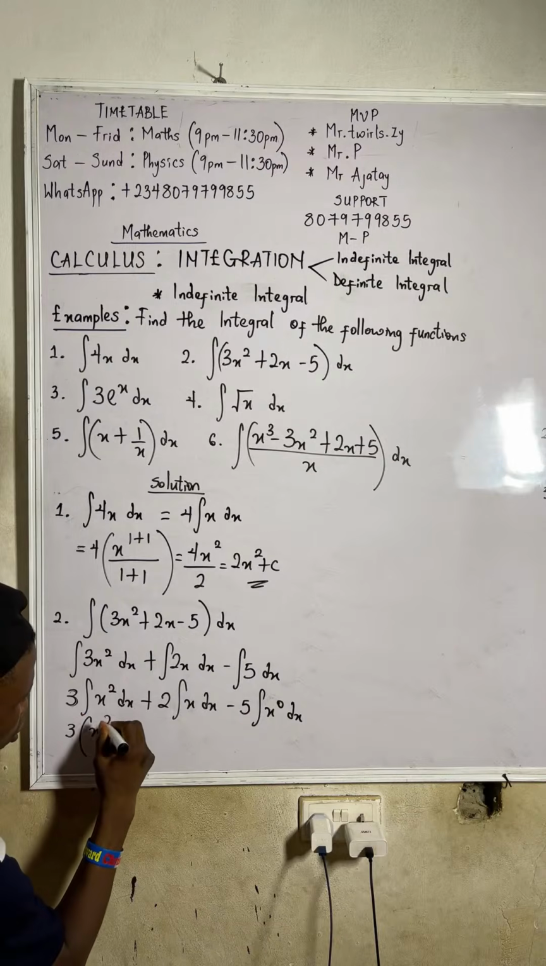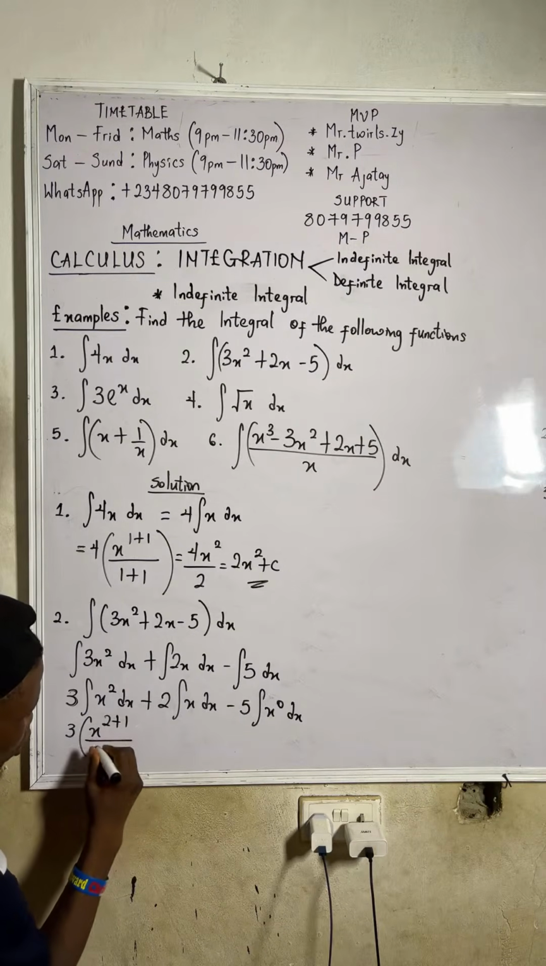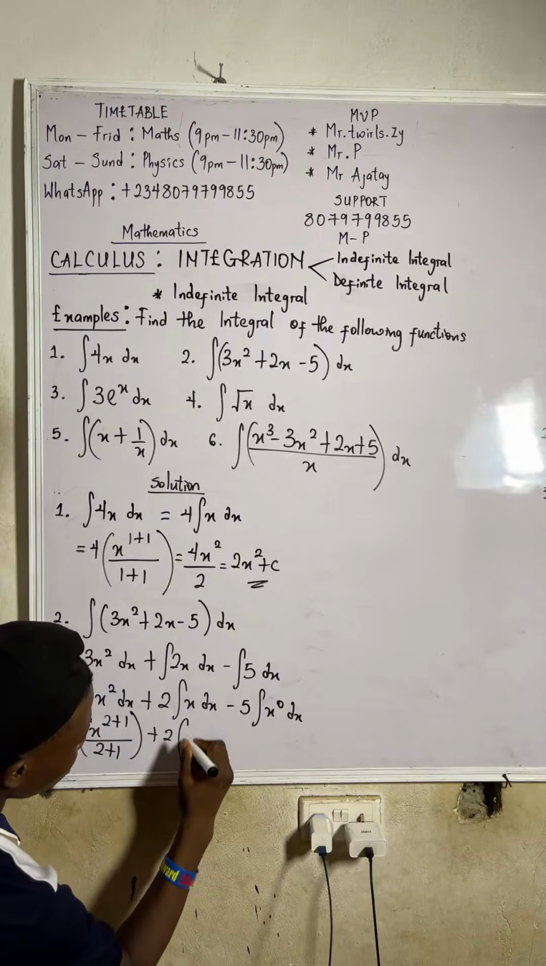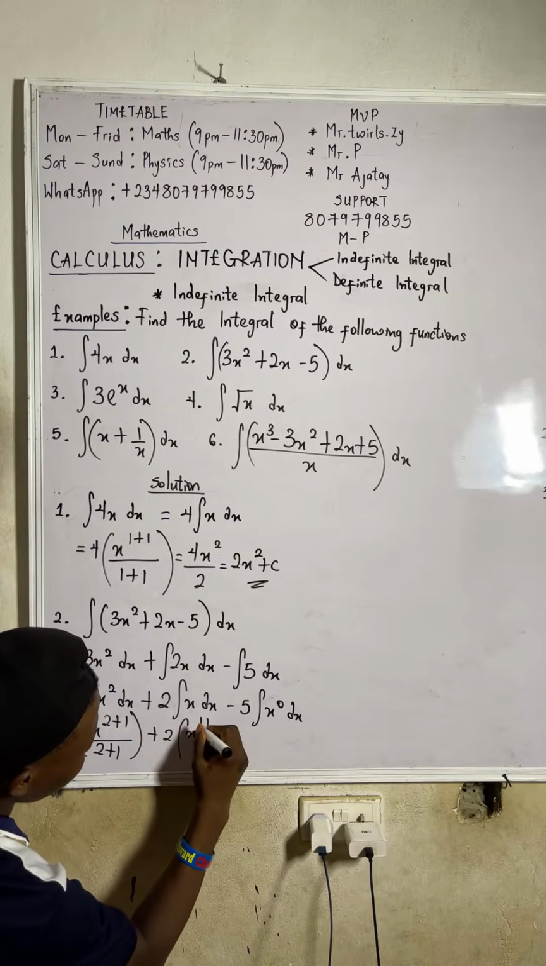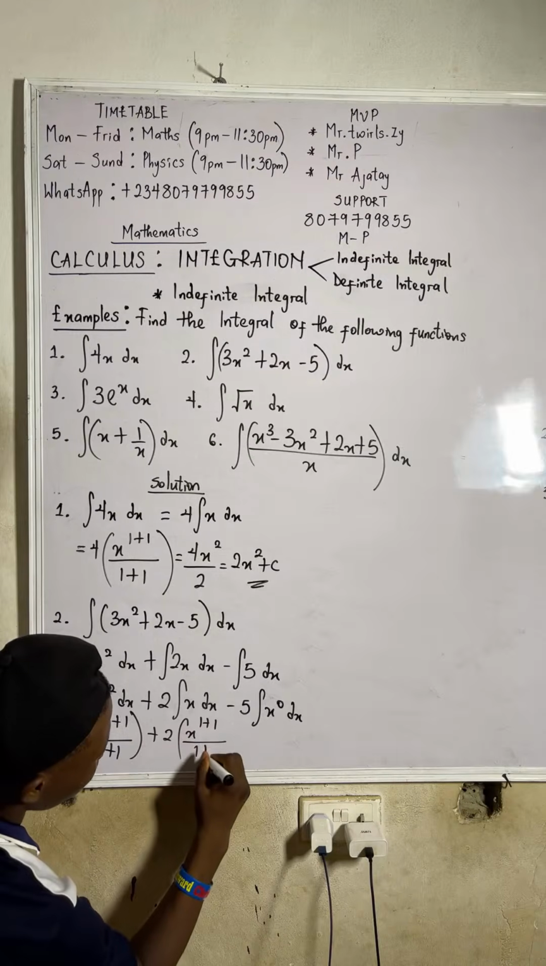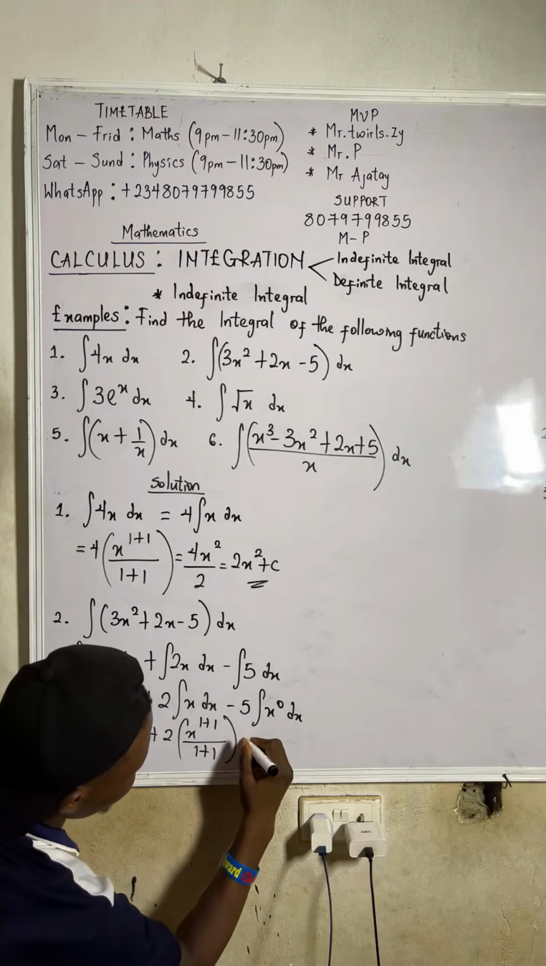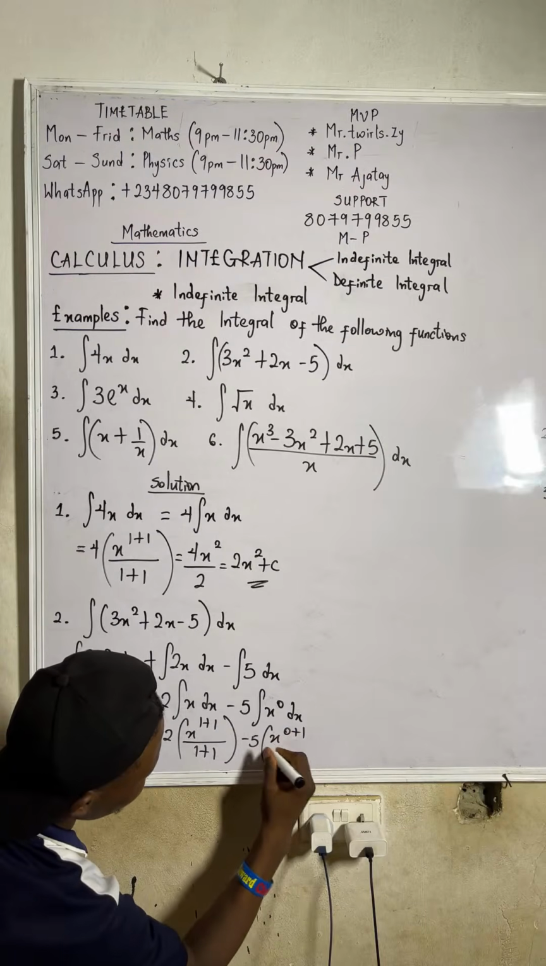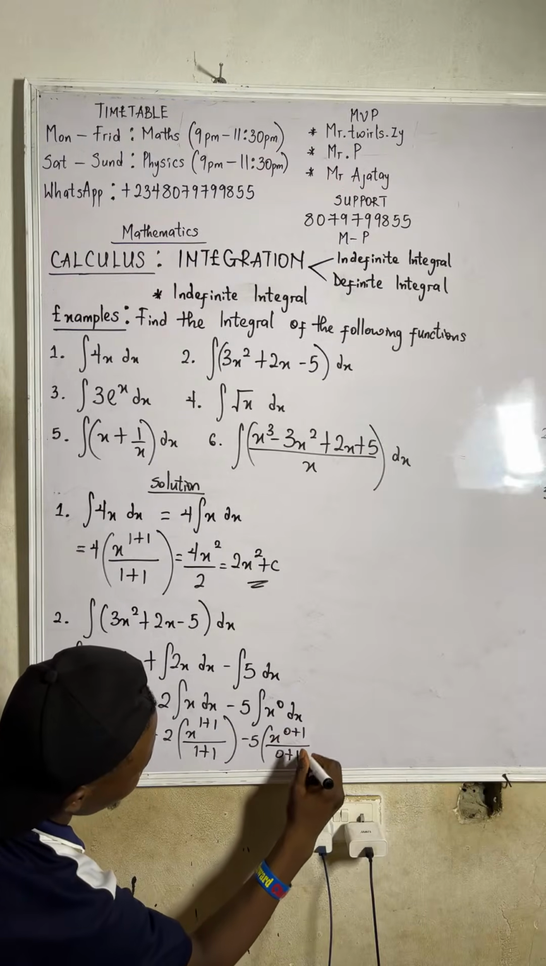So what do you do? You add 1 to it: 2 plus 1 over that same 2 plus 1. Then plus 2, here will be 1 plus 1 over 1 plus 1. Then here will be minus 5. Here will be x to the power of 0 plus 1 over 0 plus 1.